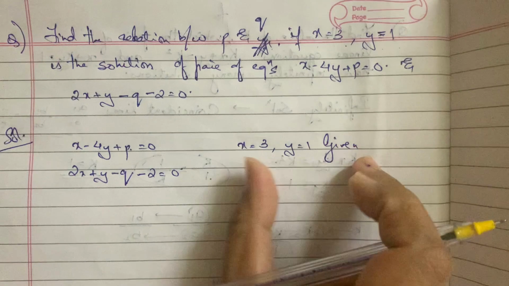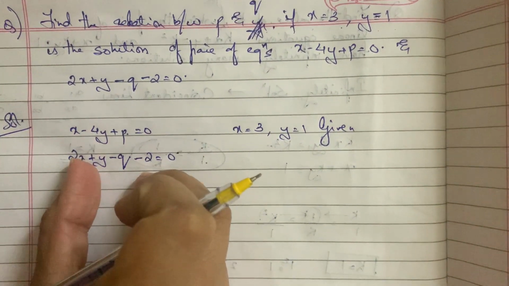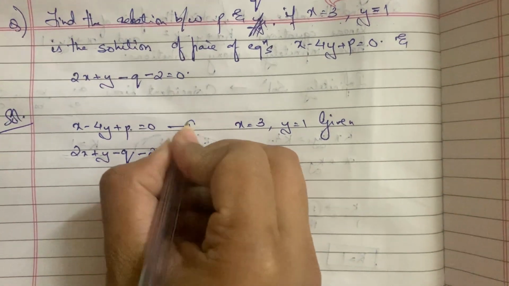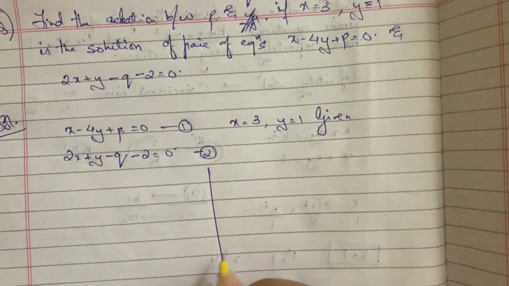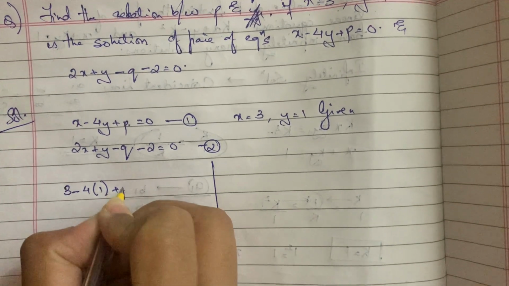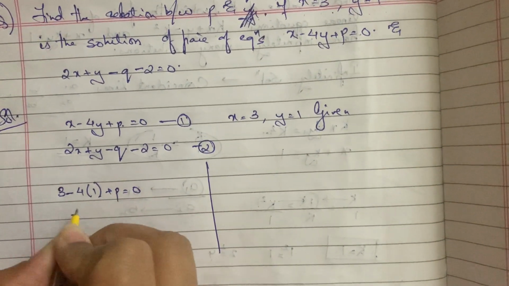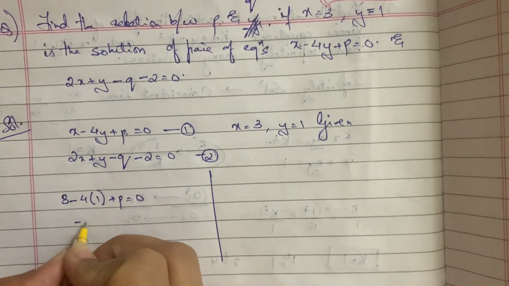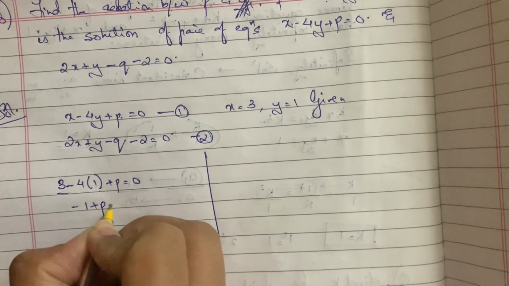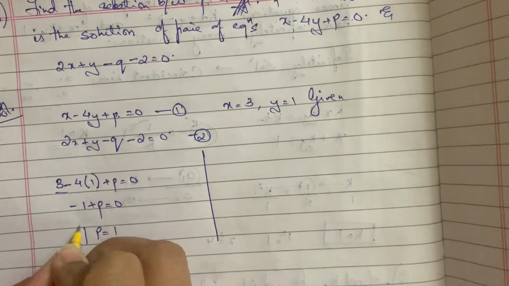Now I am going to substitute these two values in these equations to get the answer. Okay, so substituting x equal to 3 and y equal to 1 in equations 1 and 2 simultaneously. So that becomes 3 minus 4 times 1 plus p is equal to 0. That becomes 3 minus 4 minus 1 plus p is equal to 0. Ultimately p is equal to 1, I get.